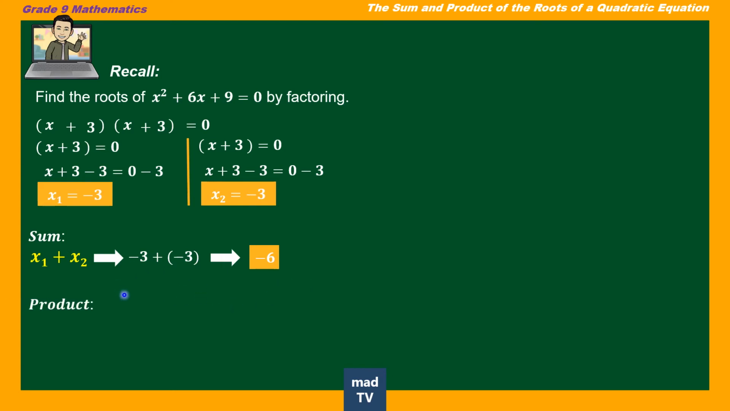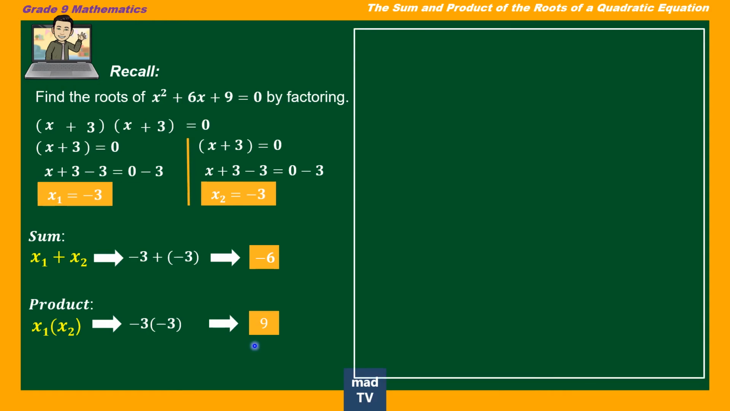How about the product? Okay, we are going to find the product. So we will do the multiplication. That is x sub 1 times x sub 2. Okay, let us substitute. X sub 1 is negative 3 times x sub 2, which is also negative 3. So negative 3 times negative 3 is 9. So the sum of the roots is negative 6, and the product of the roots rather is 9. So this is the long method in solving the sum and product. So do you want the shortcut method? Okay, so tuturo ko kung paano yung shortcut method nito.